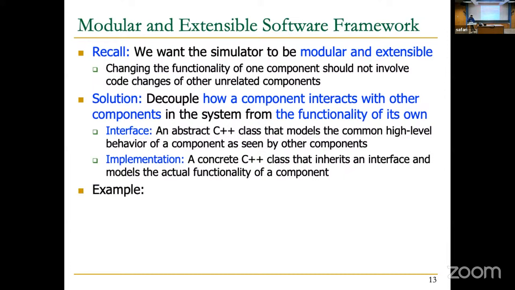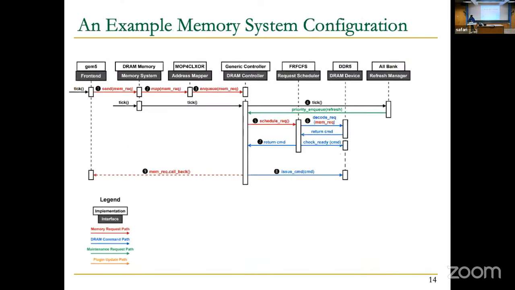So let's see an example system configuration with interfaces and implementations of a memory system. Here we show an example memory system configuration that uses DDR5 main memory.